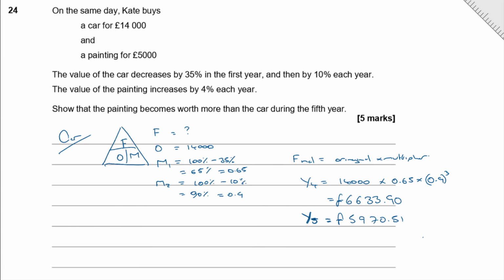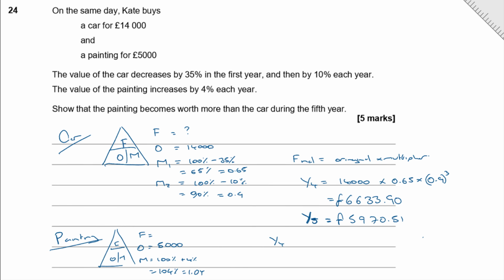Now for the painting. That's increasing in value as time goes on, isn't it? So final, original, multiplier. Final is what we're finding. Original is the £5,000 value of the painting, and the multiplier, it's increasing by 4% each year. So it's going to be 100% plus 4%, which is 104%, which is 1.04 as a multiplier.